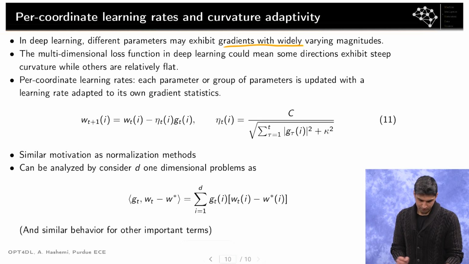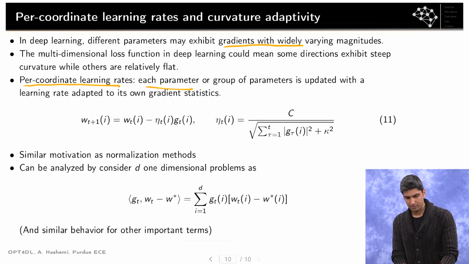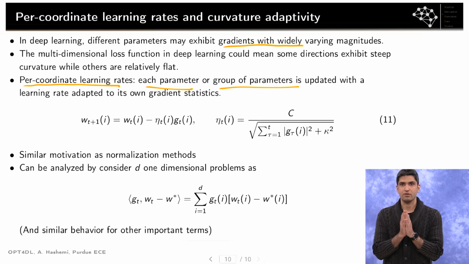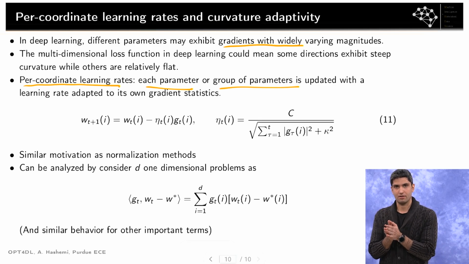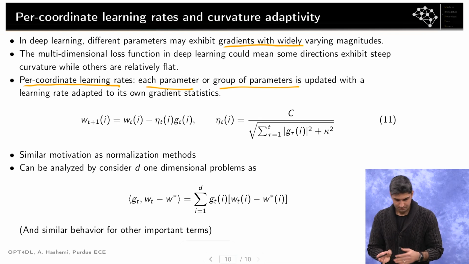Okay. So this leads to the idea of per coordinate learning rate, where you use a specific learning rate for each parameter or a group of parameters. So for instance, for the weight matrices of layer 1, you use a learning rate. For the weight matrix of layer 2, you use a different learning rate, and things of that nature.